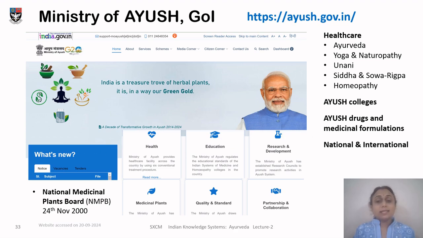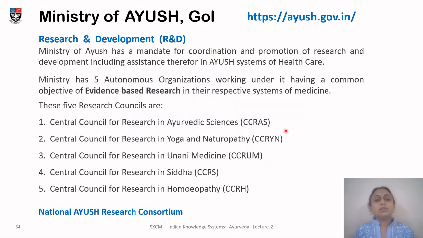In terms of the 6th focus, that is research and development, the Ayush Ministry in 2014 set up 5 councils of research, one for each branch of Ayush. These councils have the mandate of carrying out evidence-based research to prove, using modern scientific methods, the knowledge that is present in our ancient books, in the ancient systems of medicine.